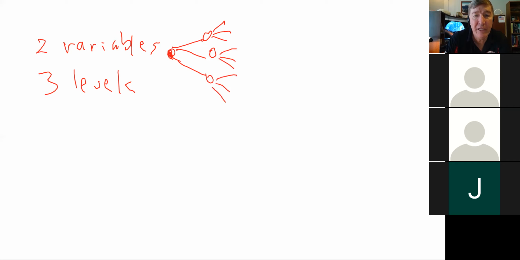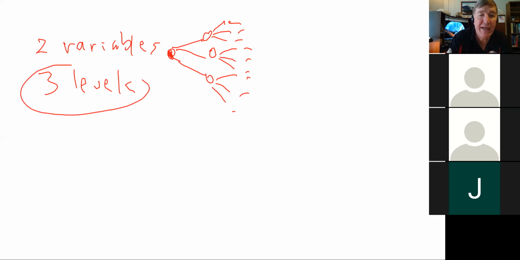Okay, so it looks like we got 1, 2, 3, 4, 5, 6, 7, 8, 9. So however many levels we have, raised to the power of how many variables there are. So we got 3 raised to the second power, which is 9.